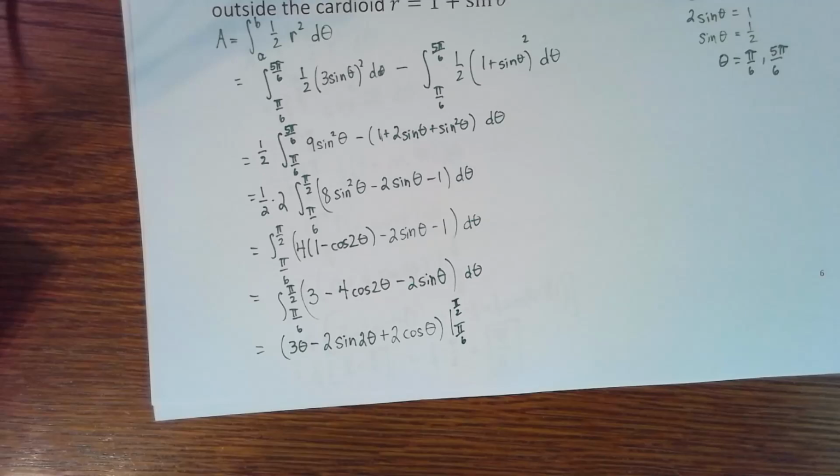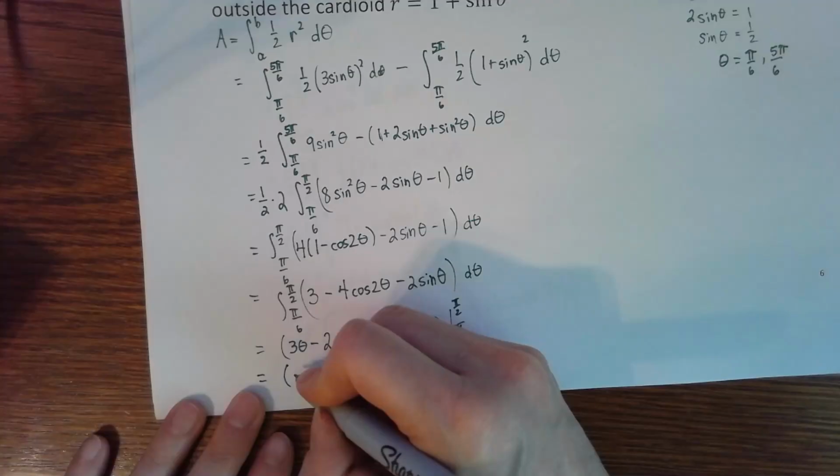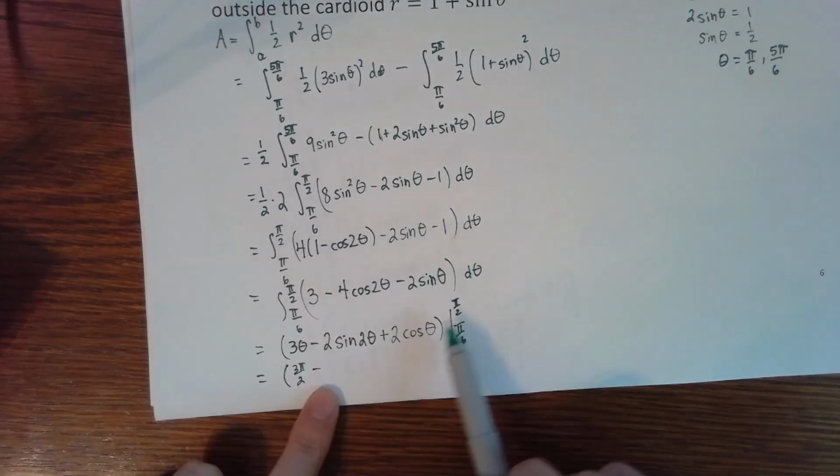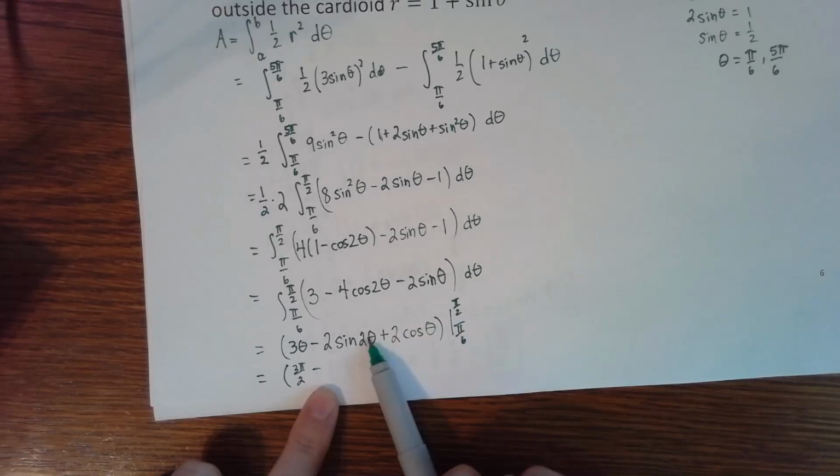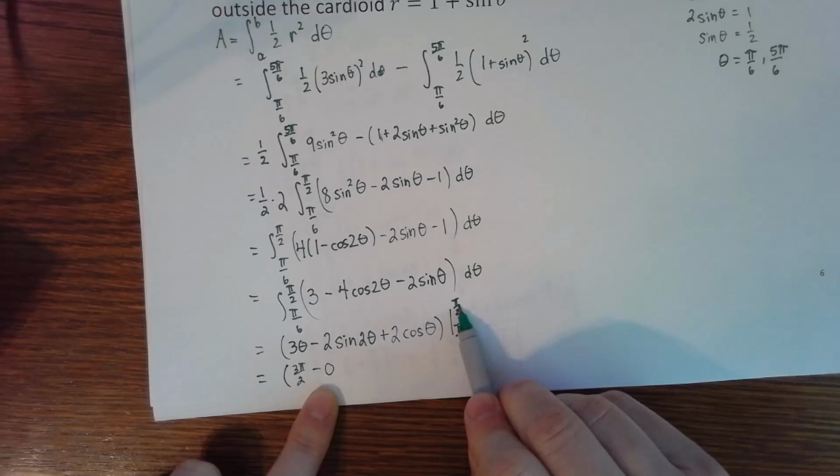Okay, so when we put pi over 2 there, we're going to get 3 pi over 2 minus, let's see, the sine. When we put pi over 2 in there, we're going to get the sine of pi. The sine of pi is just 0, so that'll be 0. And then plus 2 times the cosine of pi over 2. Well, the cosine of pi over 2 is 0, so that'll just be 0.